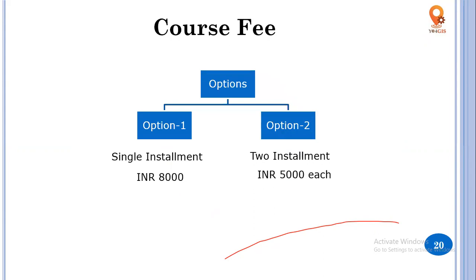Course fees, most of the people already know. We have two different options. First option is if you want to pay the fee in a single installment, you can pay 8,000. And if you are going to pay the fees in two installments, that is in 2 months, each month you can pay 5,000 rupees. So for you, it will become 10,000. Means if you give the fees in one installment, you will get 20% discount.